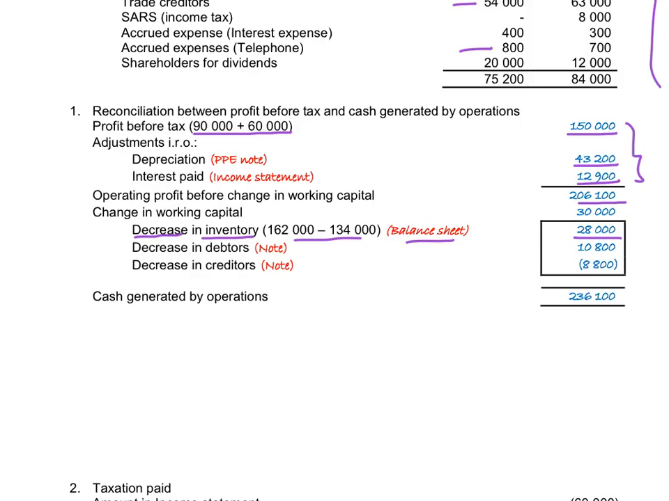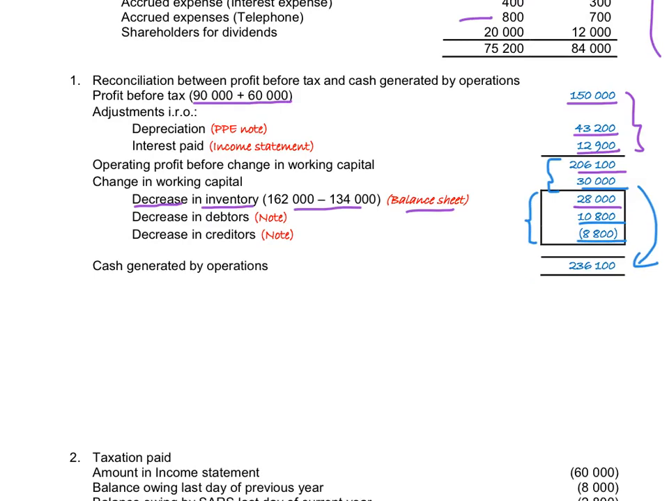In my note, I will show that there was a decrease in debtors, so there was an inflow of money. There was a decrease in creditors. That means that we paid the creditors. That was an outflow of money. Then I will add these together to see what the total change is, and I will add the operating profit and the change together to see what the total cash generated by operations is.